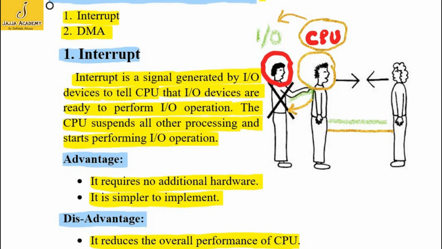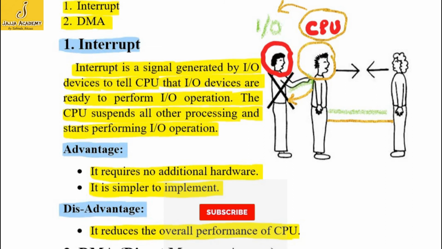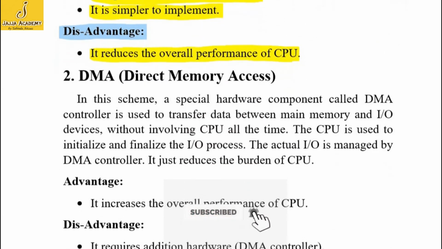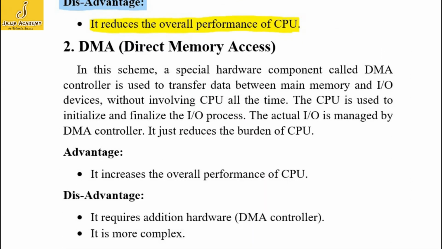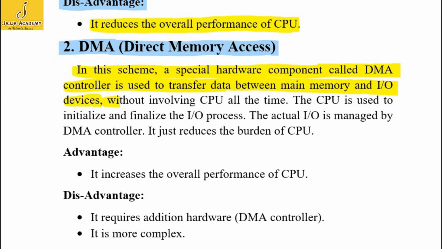Now let's see the second way of transferring data from I/O devices to the CPU. This method is known as DMA. DMA stands for Direct Memory Access. In this scheme, a special hardware component called the DMA controller is used to transfer data between main memory and I/O devices without involving the CPU all the time.